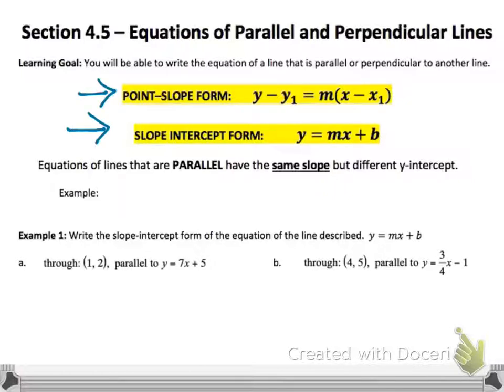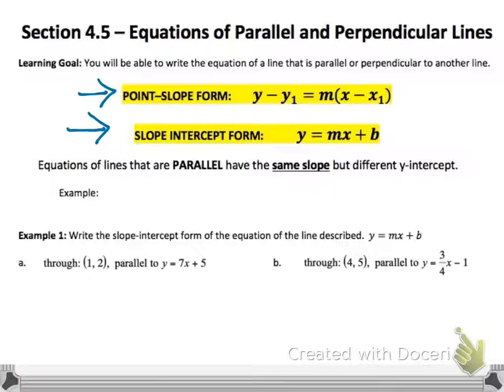And we reviewed two important forms of equations for lines. One's called point-slope form and one's called slope-intercept form. Now our preferred format is slope-intercept form, so that is our goal, to get our equations in slope-intercept form. But point-slope form is a really handy format to use when we know a point and the slope of a line.